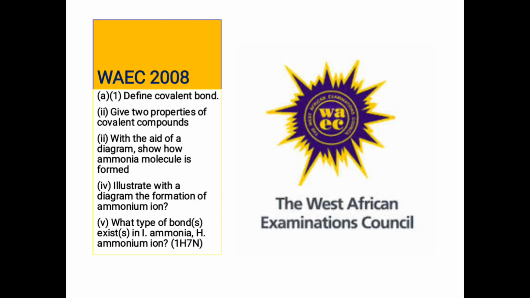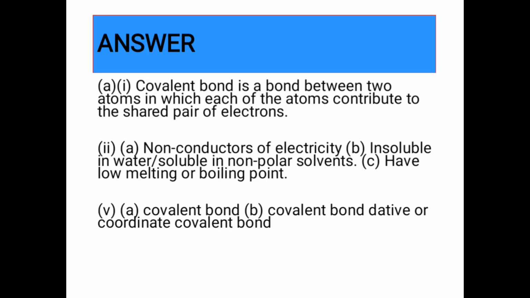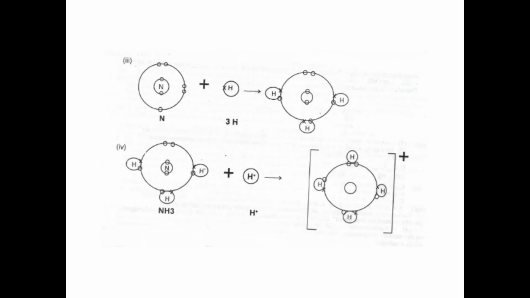And then number 5, you are expected to say what type of bond exists in ammonia: a covalent bond. Then in the ammonium ion, it is a dative bond or coordinate covalent bond. We are going to talk about that one soon. Then the other questions, number 3 and 4, require that you show how ammonia is formed. This is how ammonia is formed in the diagram. You can look at how ammonia is formed here.